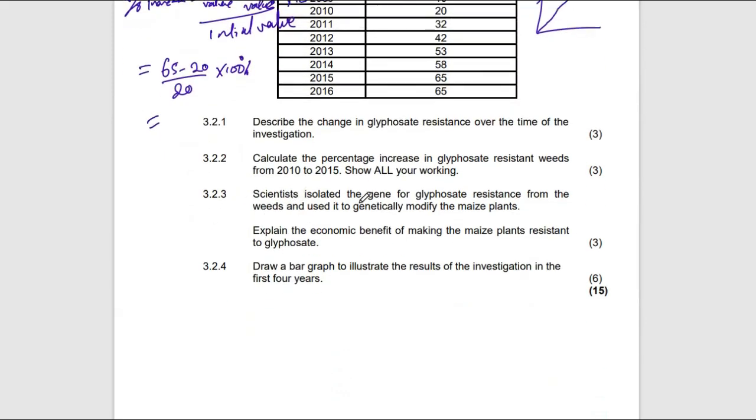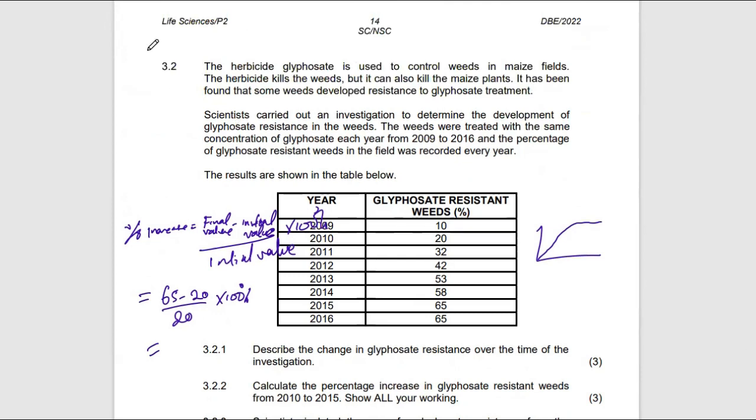So scientists isolated the gene for glyphosate resistance from the weed and used it to genetically modify the maize plant. Okay, explain the economic benefit of making the maize plant resistant to glyphosate. Because of the glyphosate, now look, they are saying that a herbicide kills plants. Maize is also a plant, and we use it to control weeds in the maize plantation or the fields.